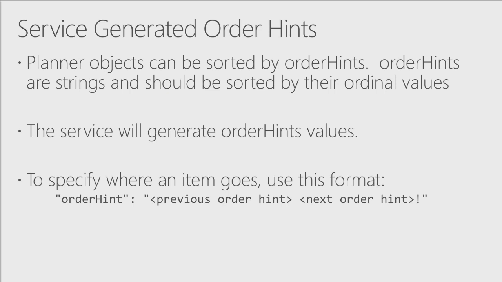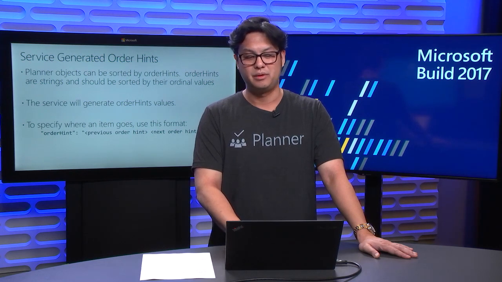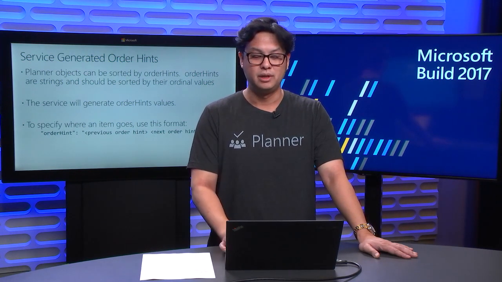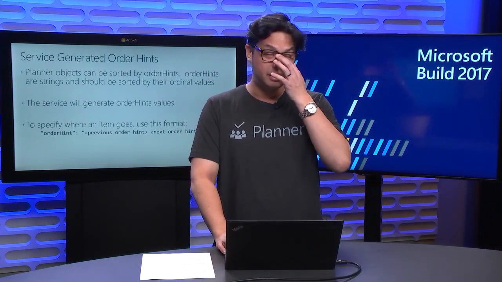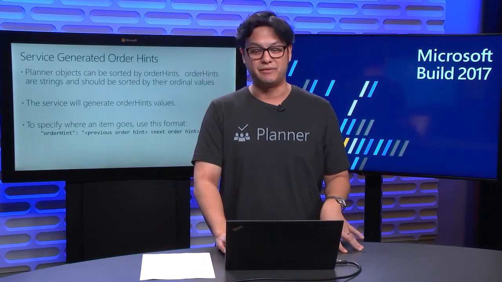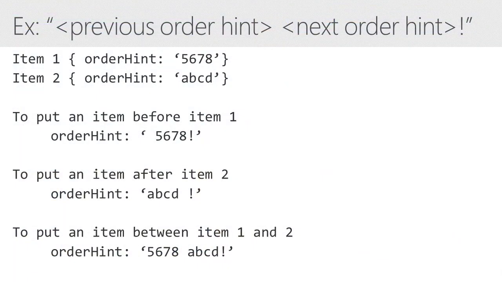And then in order to figure out where to actually place an item, you have to follow a specific format, which is the previous item that you want to insert after, the next item, and then this exclamation point. I'll show you a couple of examples here, as well as exploring how to use this within the actual Graph Explorer too.